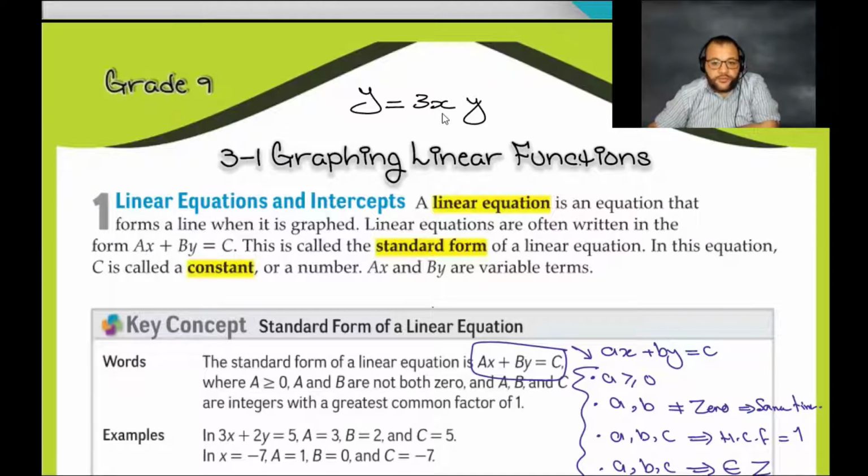Why linear? How do you know it's linear? Because everything is in the first degree. There's no power. They are all to the first degree. So your answer now is all of these functions are of the first degree.